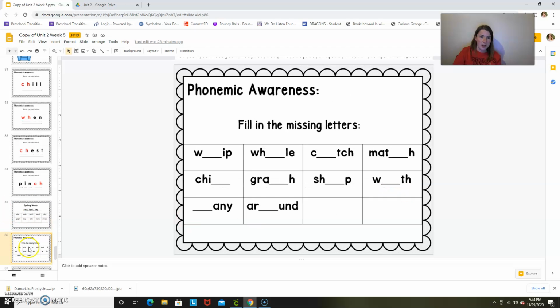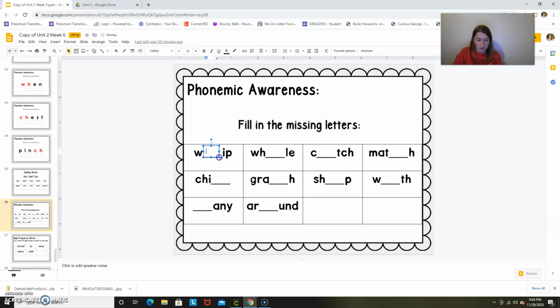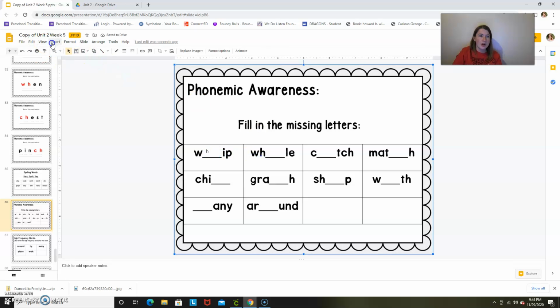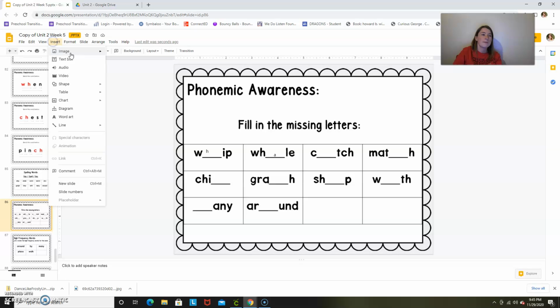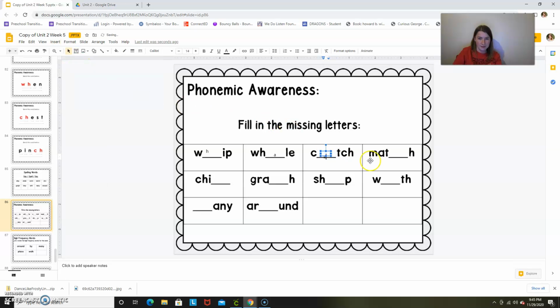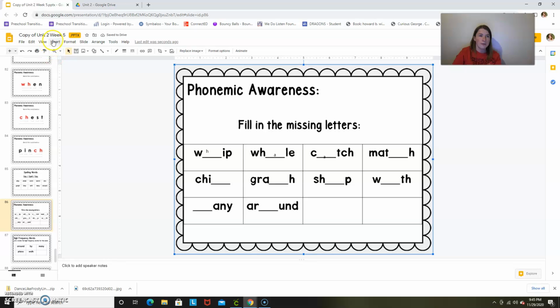Around. A-R-O-U-N-D, around. Alright, let's fill these in. We have whip. What would go there? If you said H, you're correct. Okay, this word was whale. So A would go there. Okay, catch. C-A-T-C-H. And match. That's a digraph at the end. You said C. You're correct.